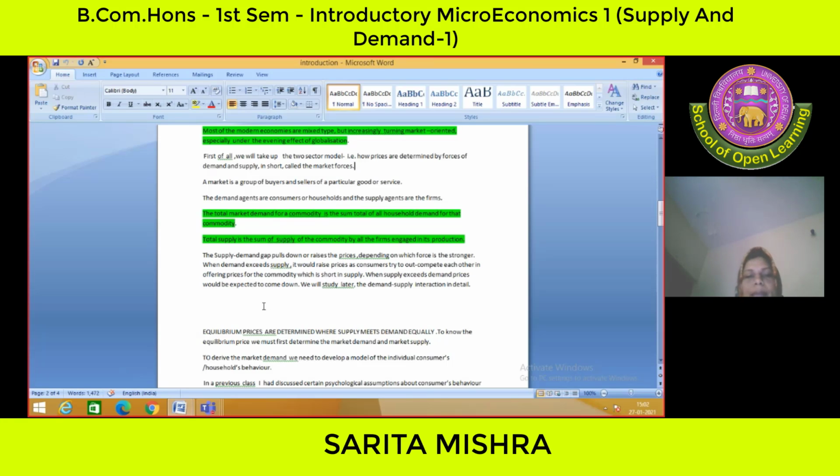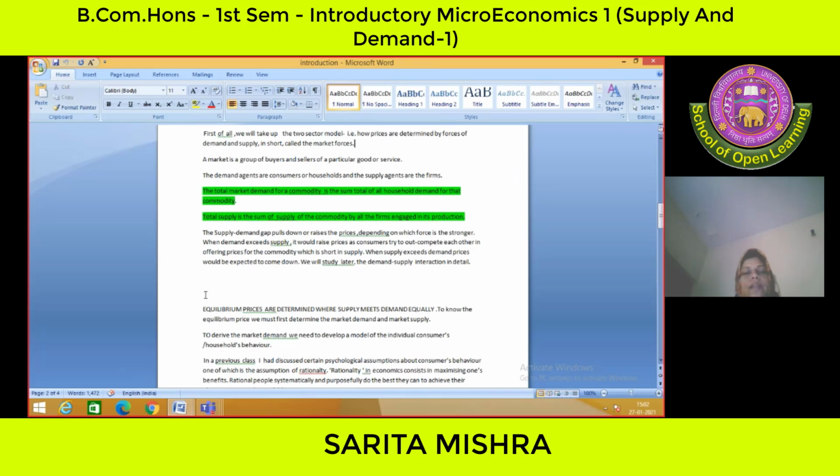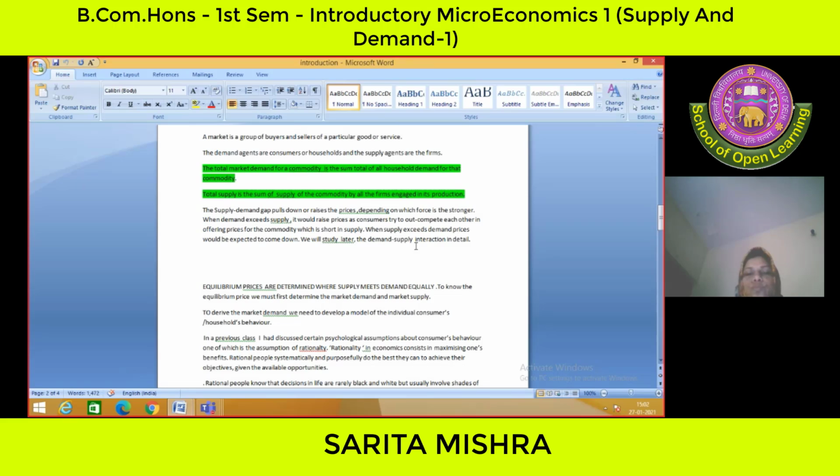The supply-demand gap pulls down or raises the prices depending on which force is stronger. When demand exceeds supply, it would raise prices as consumers try to outcompete each other in offering prices for the commodity, which is scarce in supply. When supply exceeds demand, then prices would be expected to come down. And this we will discuss in detail later on after covering consumption theory and production theory.